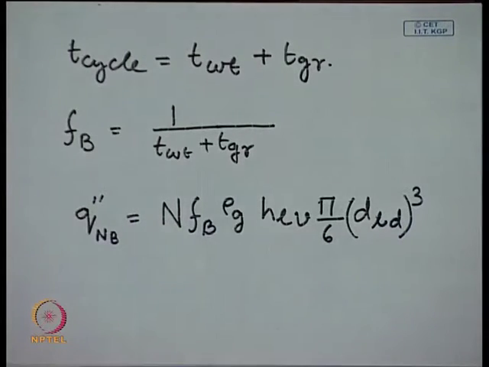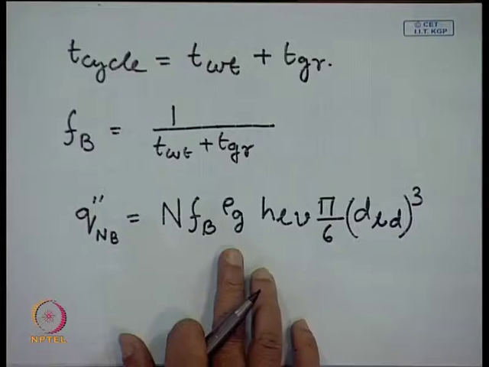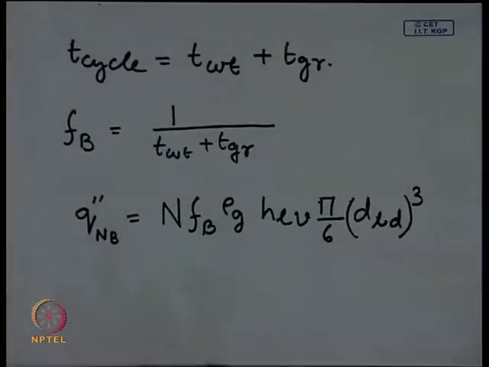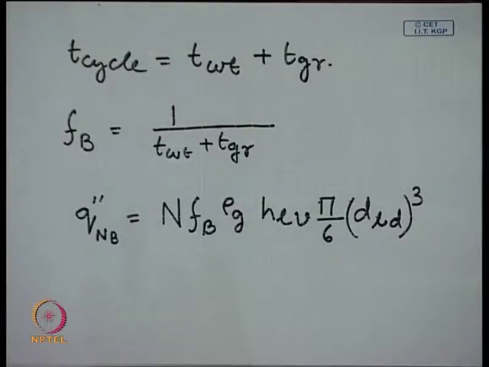Fb is the frequency, as I have already told, of bubble formation or bubble departure. Rho g, or rho v, you can represent it by rho v also, is the density of the vapor phase. HLV is the latent heat of vaporization, and the last part shows the volume of a particular bubble. So, you can see that dimensionally it will also give you the heat flux value on the left hand side. Now, how are we going to determine all these things?